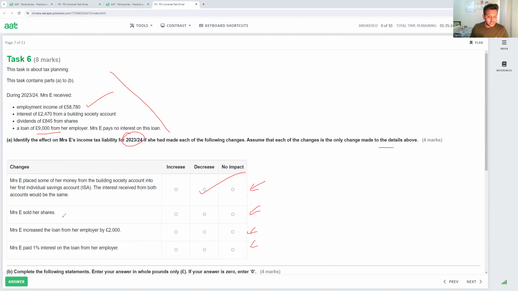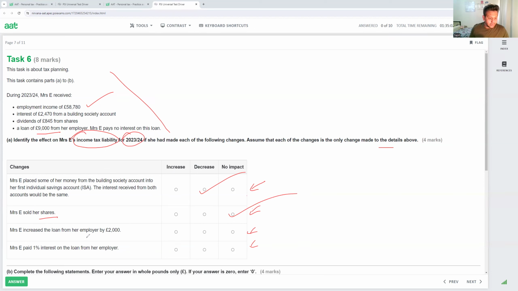Mrs. E sold her shares. Remember that shares are linked with capital gains tax. So shares are not relevant to the income tax liability at all. So we need to say there is no impact because of the shares sold. I can raise capital gains tax if I sell a property, but it will not raise my income tax liability.